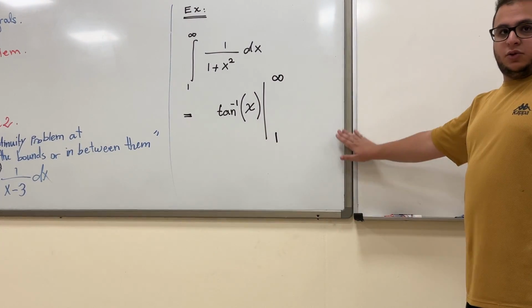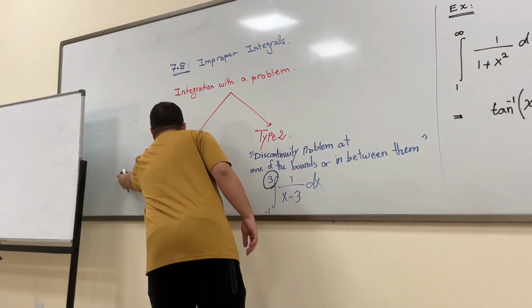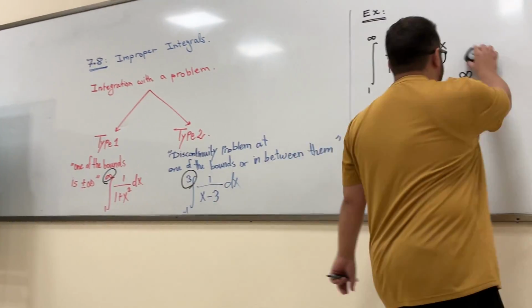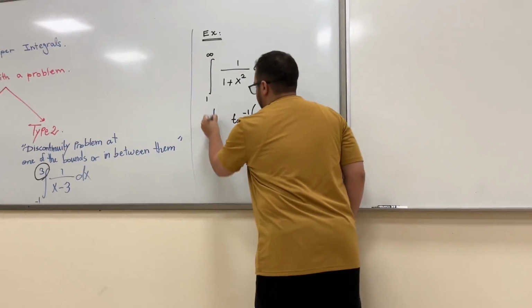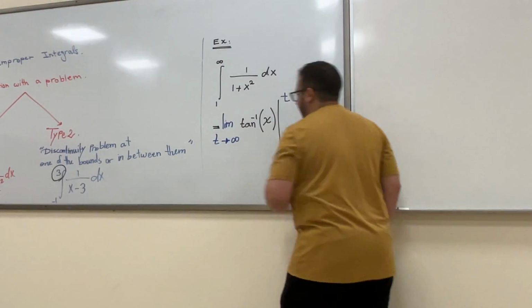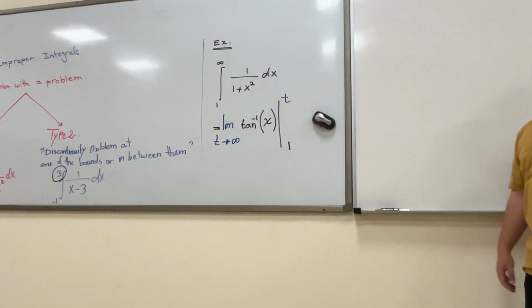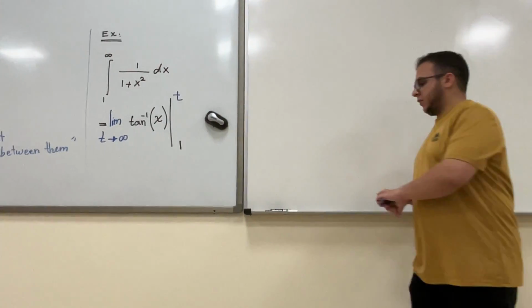But that's wrong. If you do this, this is wrong. So the problem is at infinity. So what do we do? We replace it with t. And then you take a limit. As t goes to infinity, you have to write it exactly like this. You replace the problem with t, and you take a limit all the time.